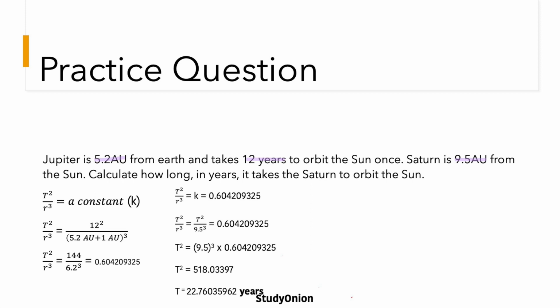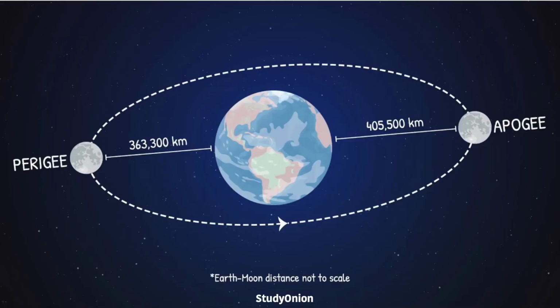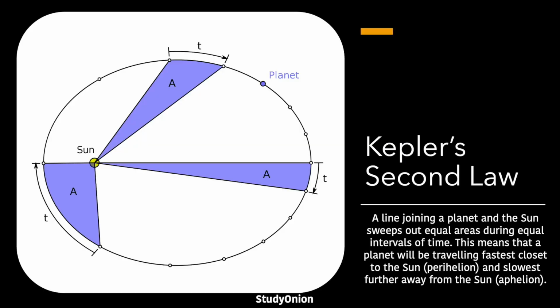22.76 years. So, to summarise, Kepler's first law of motion states that the planets move in orbits around the Sun with the Sun at one focus. The points in the orbit which the planet is closest to and furthest away from the Sun are called perihelion and aphelion respectively. Kepler's second law states that the imaginary line from the Sun to a point on the orbit sweeps out equal areas in equal intervals of time. In the diagram, swept out areas A1 and A2 will be equal.